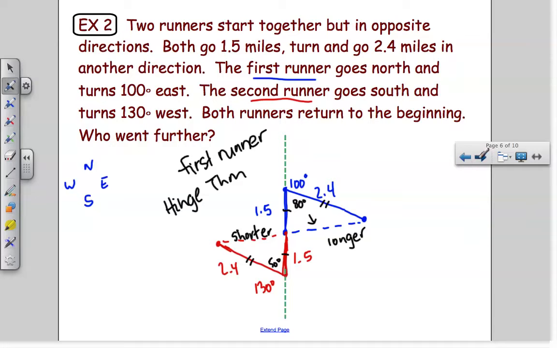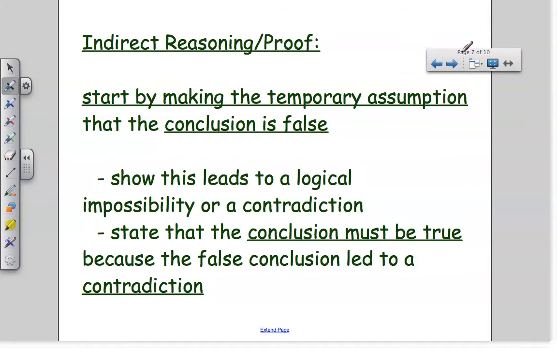All right, and then something cool today. We're looking at a new type of proof. It's called indirect reasoning, indirect proof. And the reason it's called indirect is because you're not starting at the beginning and directly going to the end. You're starting by doing something kind of weird. You're assuming that the conclusion that was reached is actually false. You're going to say, no, I think this is wrong, which seems totally like the opposite of what you would want to do.